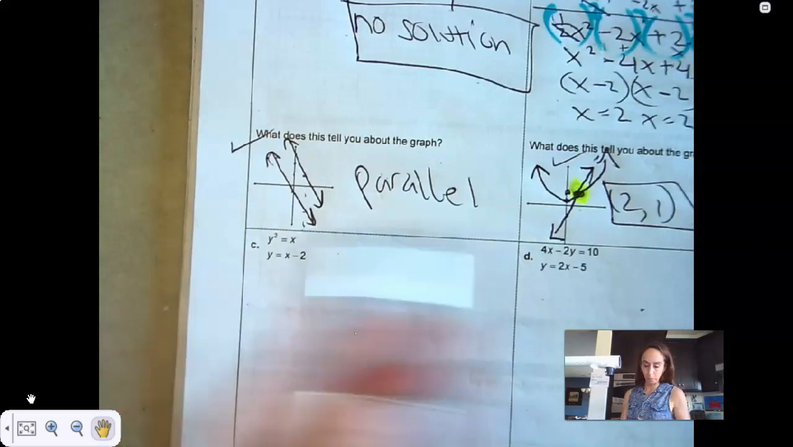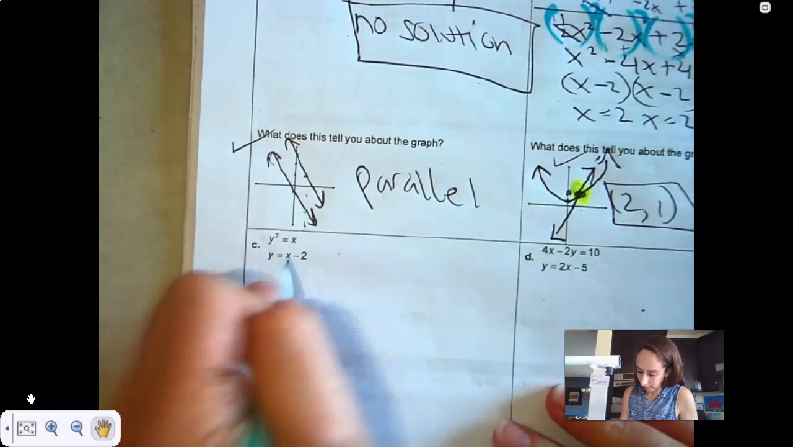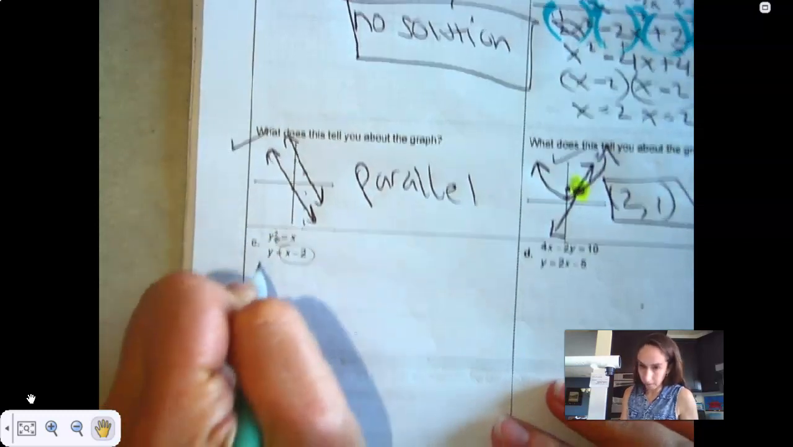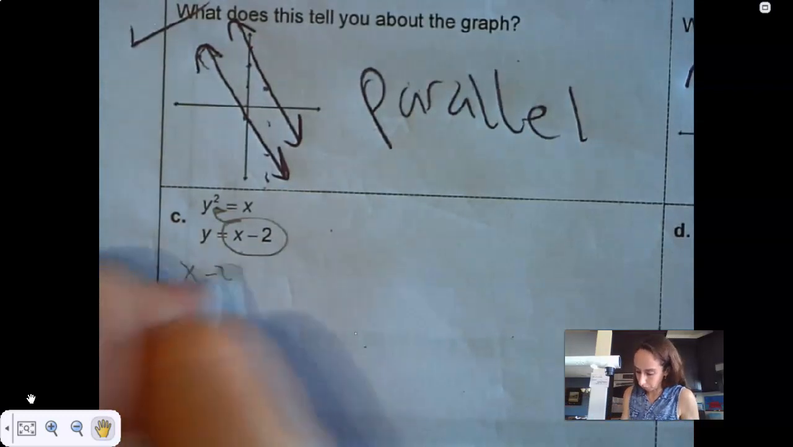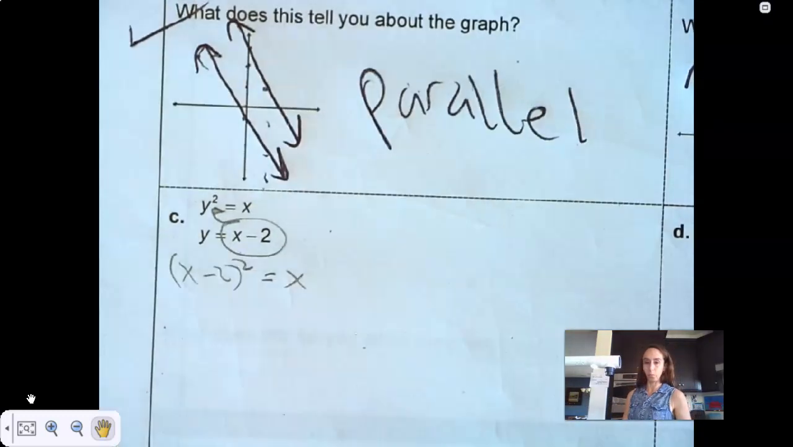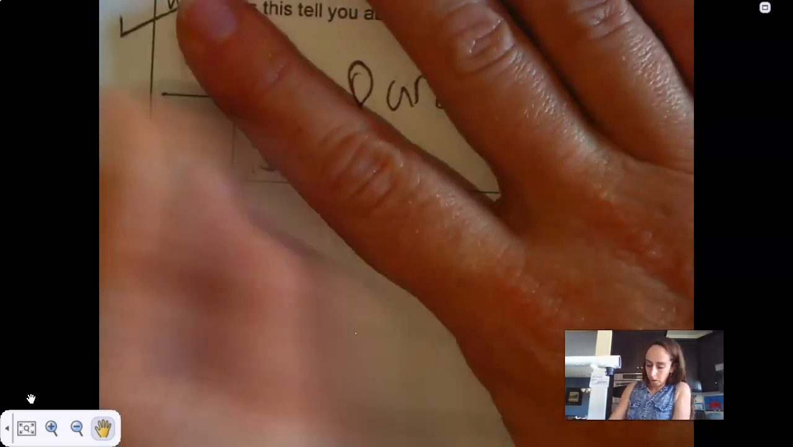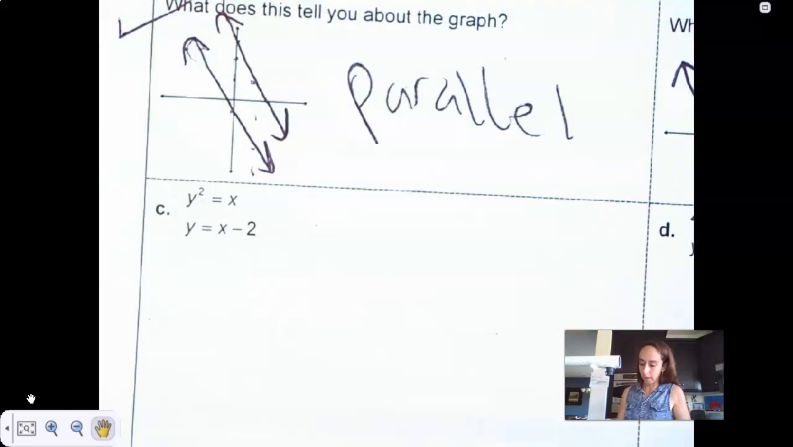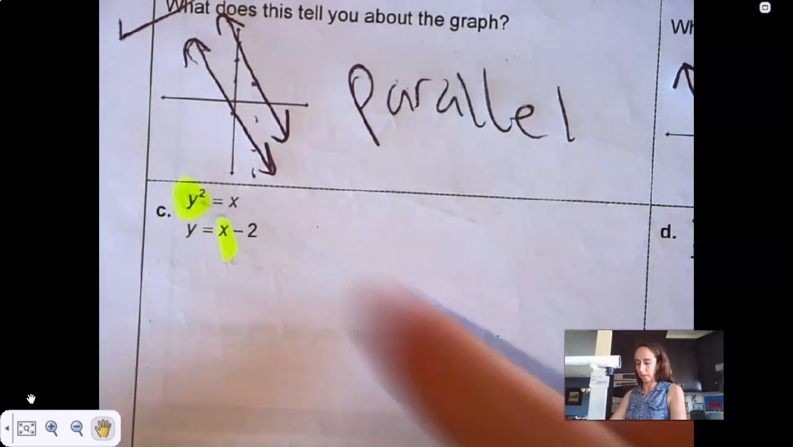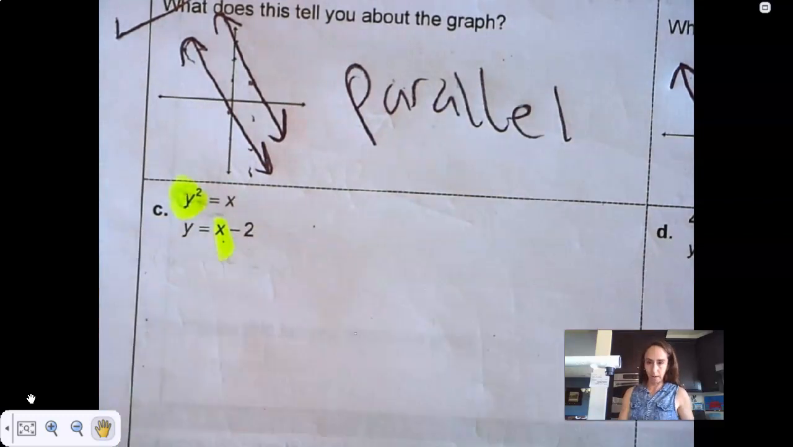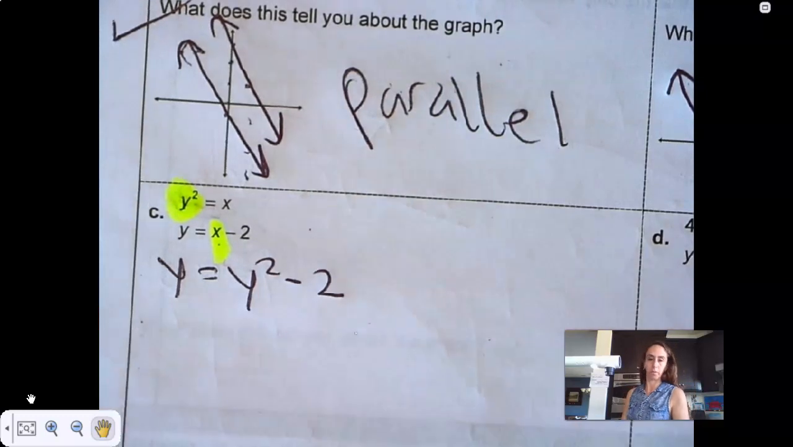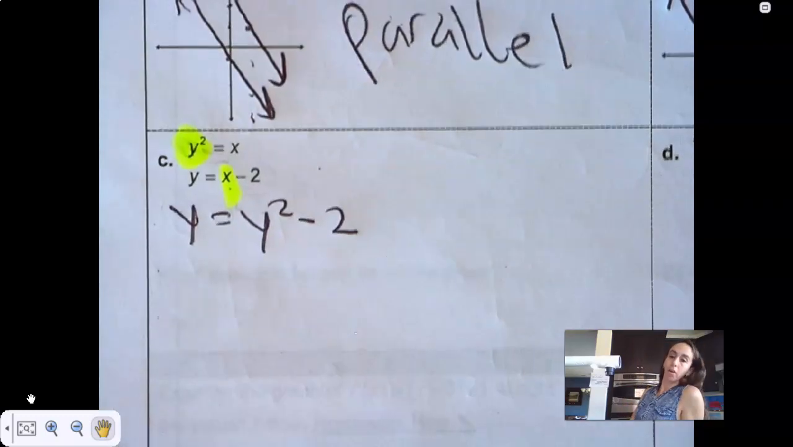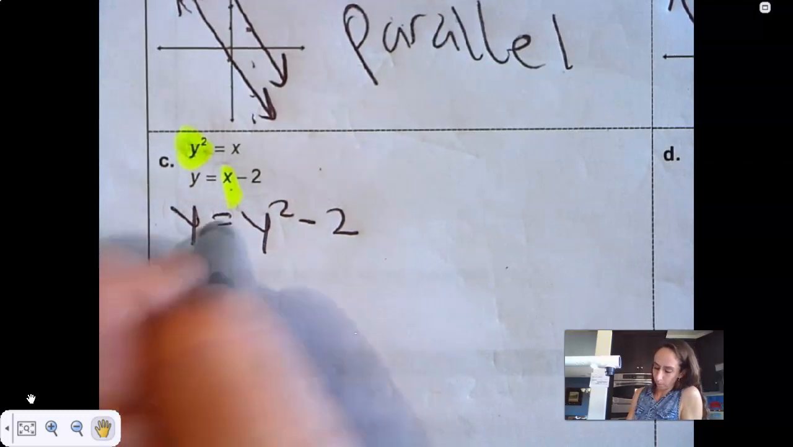Okay? So there's different ways you can do this problem. What I would do is some of you go, I know, I'm going to take this and plug it in there. Let me make that a little bit bigger. And then I would go x minus 2 squared equals x. That's one way. Okay? What I would do is I would take this and plug it in there. So I kind of looked at it backwards. I would take this y squared and plug it in for x. So I would go y equals y squared minus 2. Anytime I got a squared, what am I going to do? Set it equal to 0. I'm going to move this over here.